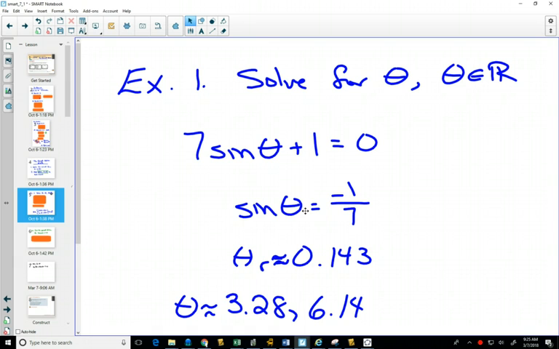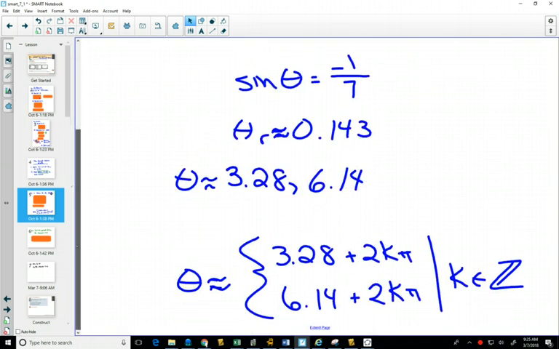Step 2, to write the general solution, all you do is take your answers that you got from 0 to 2 pi and add 2k pi to them. If the question was in degrees, you'd add 360 degrees times k.